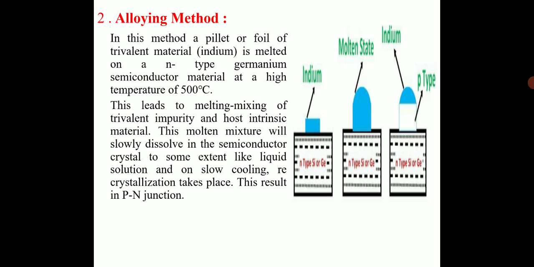So firstly, we heat it, then that mixture is melted and the trivalent impurity and intrinsic material are mixed. Then the molten mixture is slowly dissolved in the semiconductor crystal, and on slow cooling recrystallization takes place in the third figure. That will be the p type, and this is the n type. That means a p-n junction will be formed. This alloying method is a very simple method to understand.